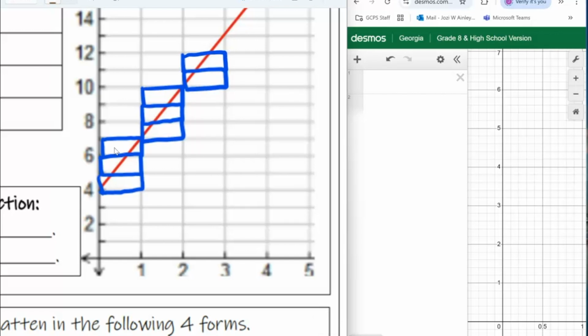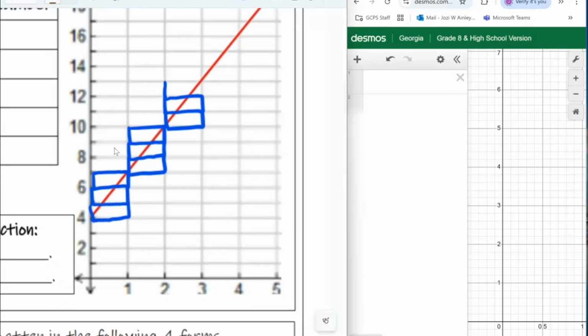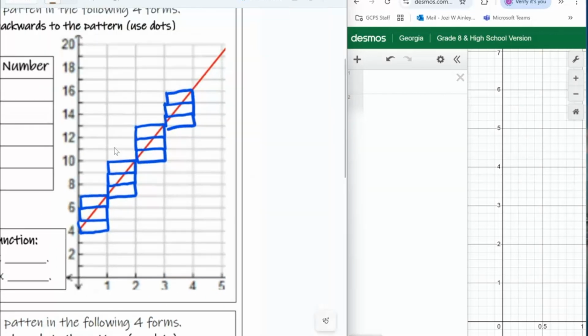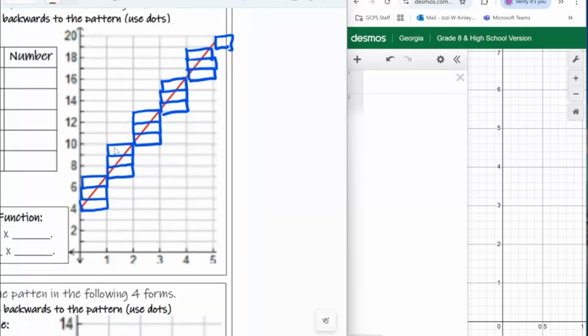So go ahead and quickly do that for your example. You do not have to do it for my example because that's just too much. But do it for your example as I do mine, just drawing a box wherever the red line or the graph is defined. All right, so I've completed my boxes.